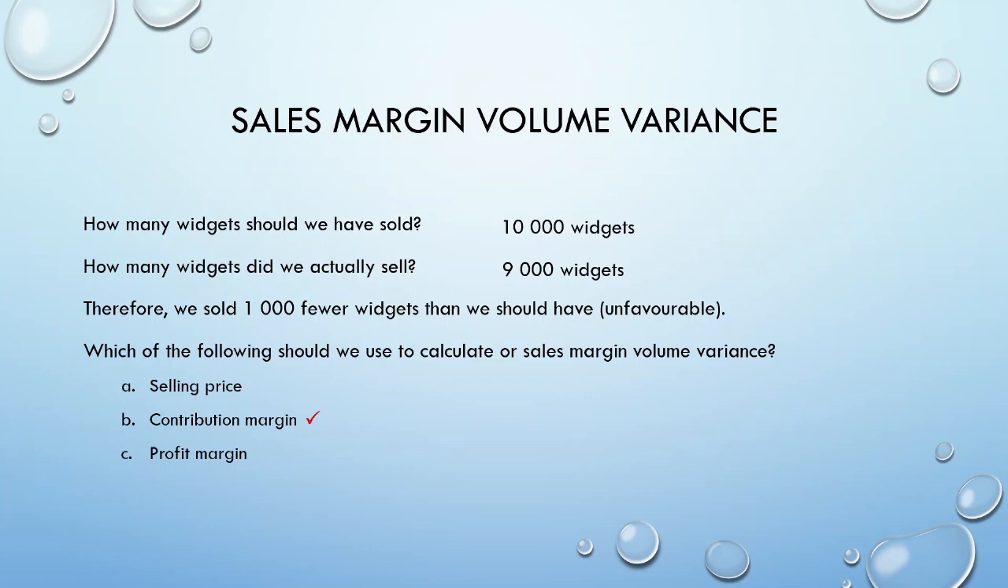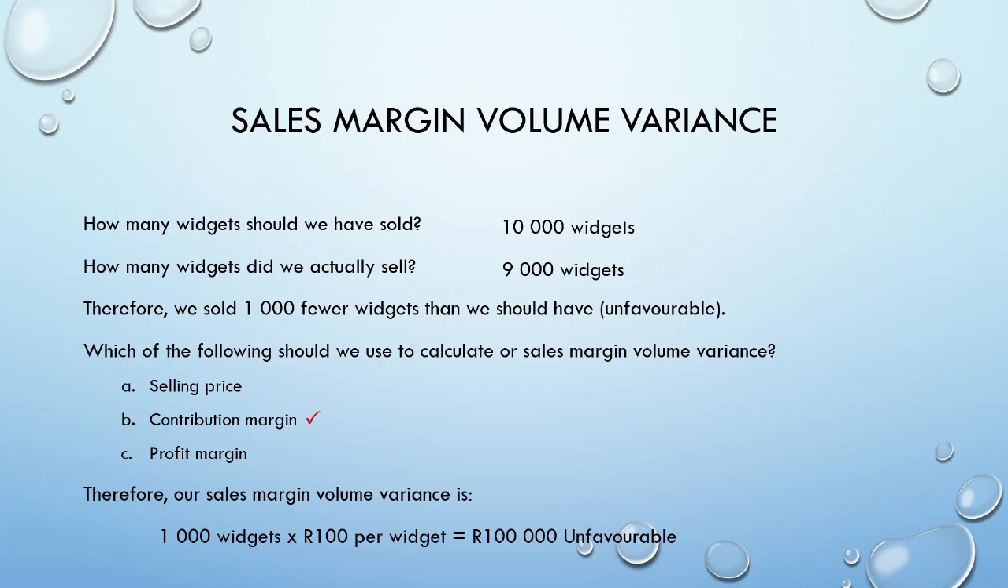Okay, so this means that our sales margin volume variance is the 1,000 widgets multiplied by 100 Rand per widget. Now that was the standard contribution per the standard cost card, which then equals a 100,000 Rand unfavorable variance.